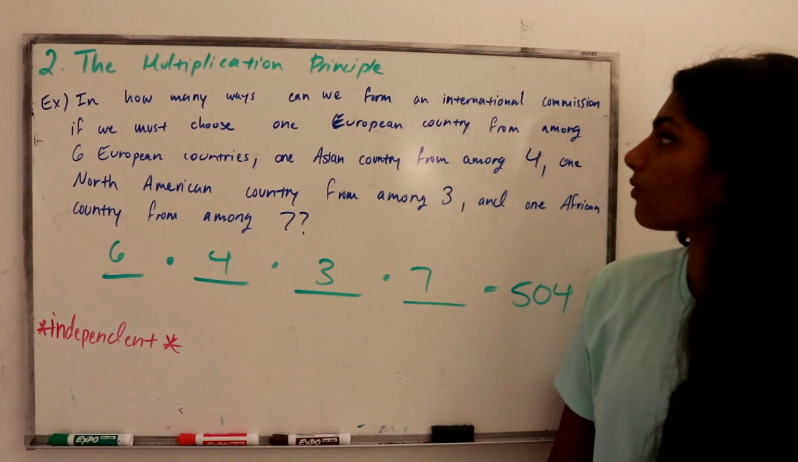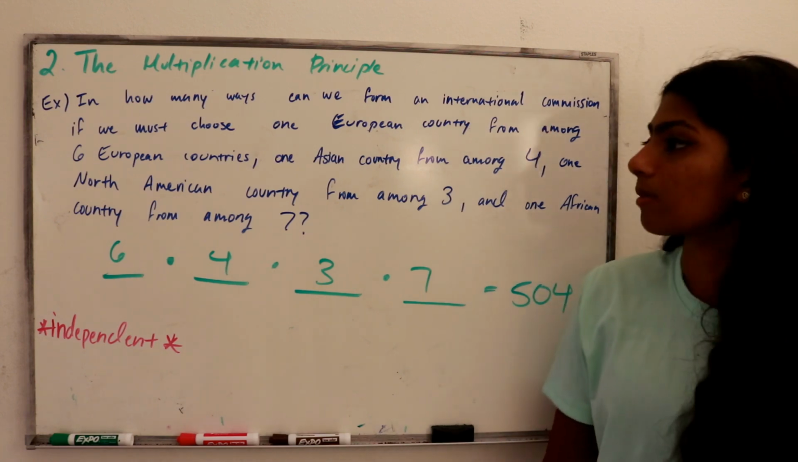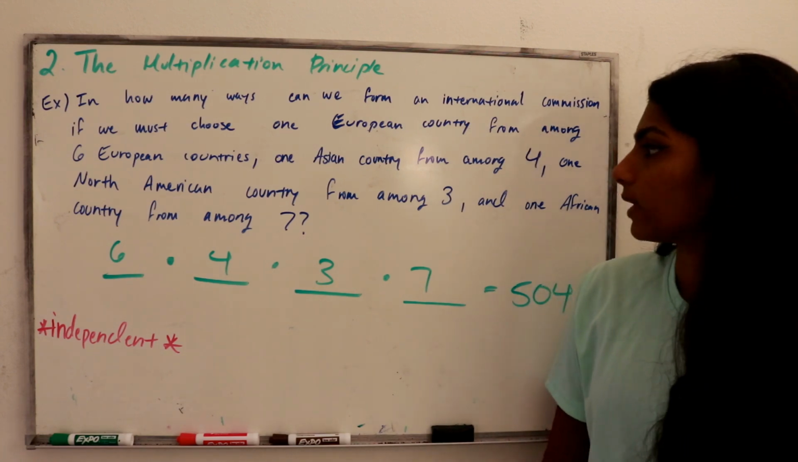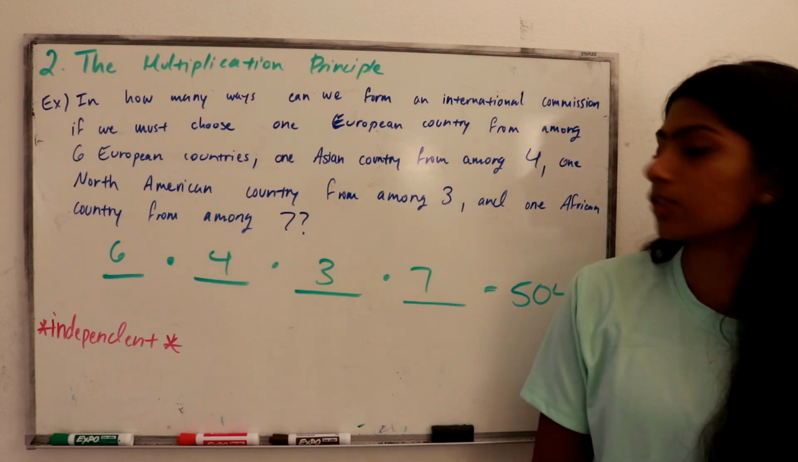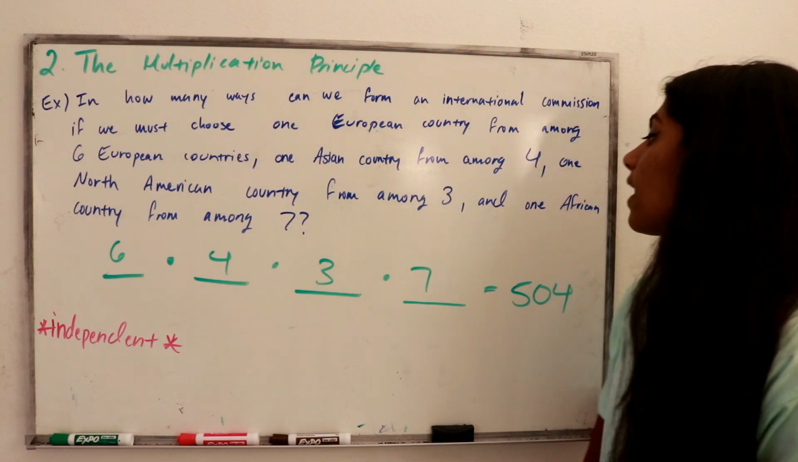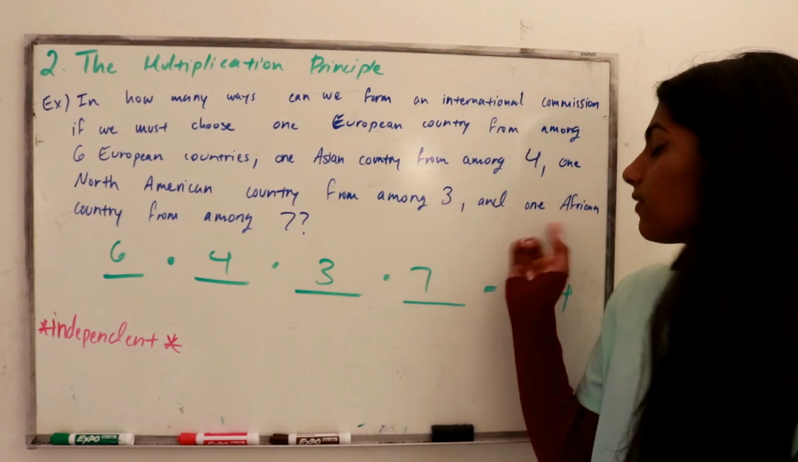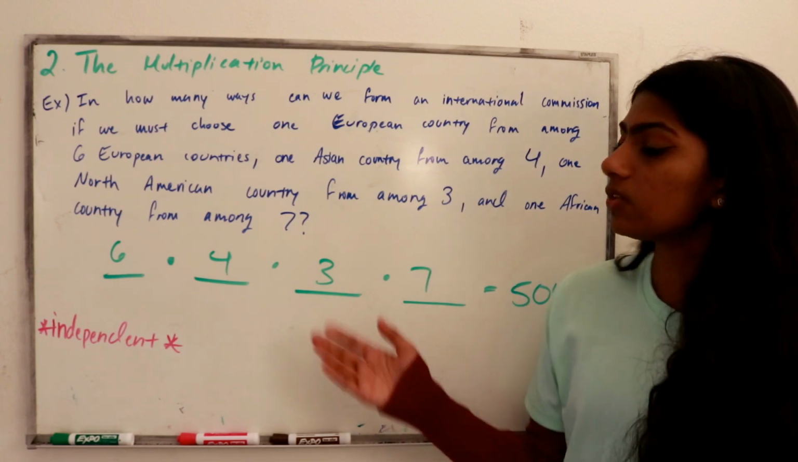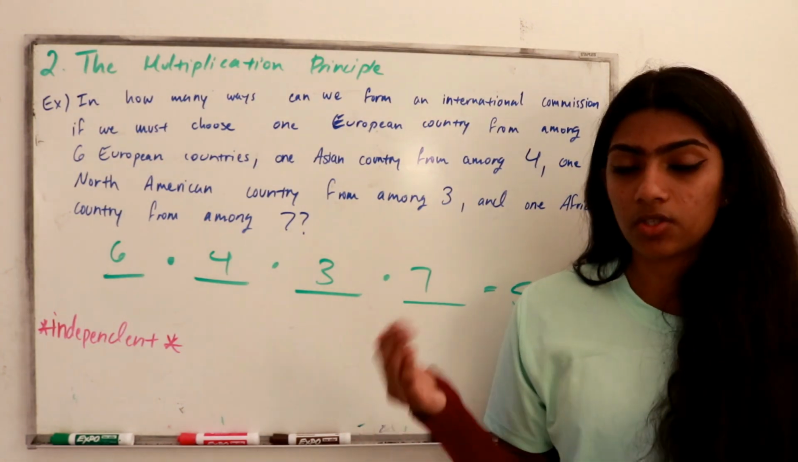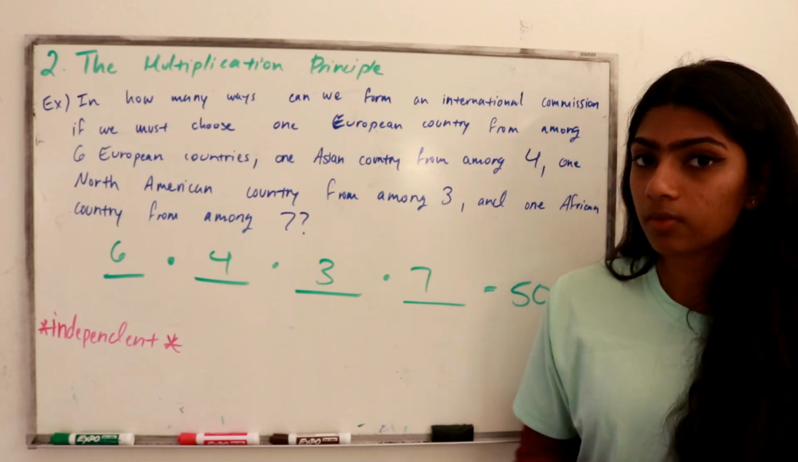In how many ways can we form an international commission if we must choose 1 European country from among 6 European countries, 1 Asian country from among 4 Asian countries, 1 North American country from among 3 North American countries, and 1 African country from among 7 African countries. So to do this, you can do any of the following options. You can make a list, you can draw a tree diagram, make a grid, or do multiplication.